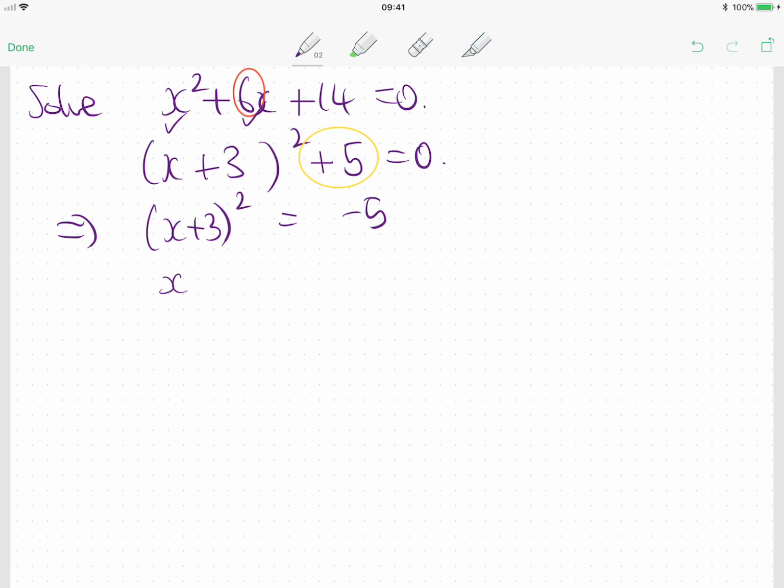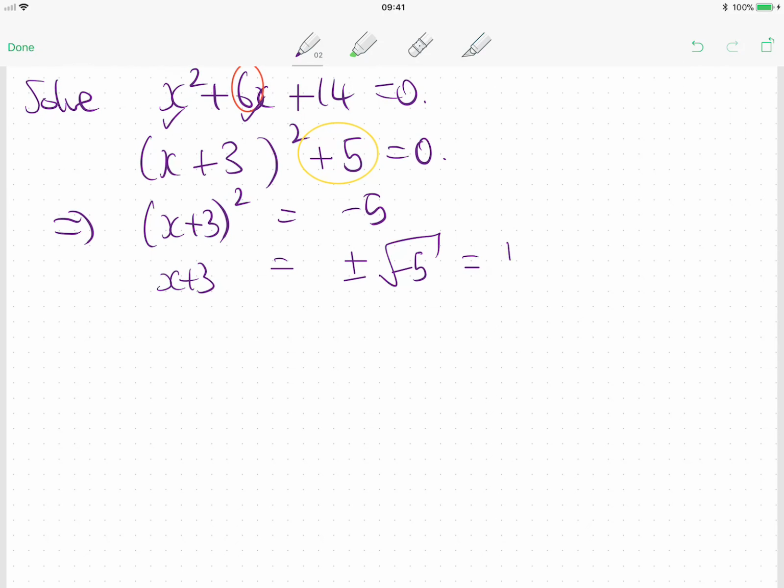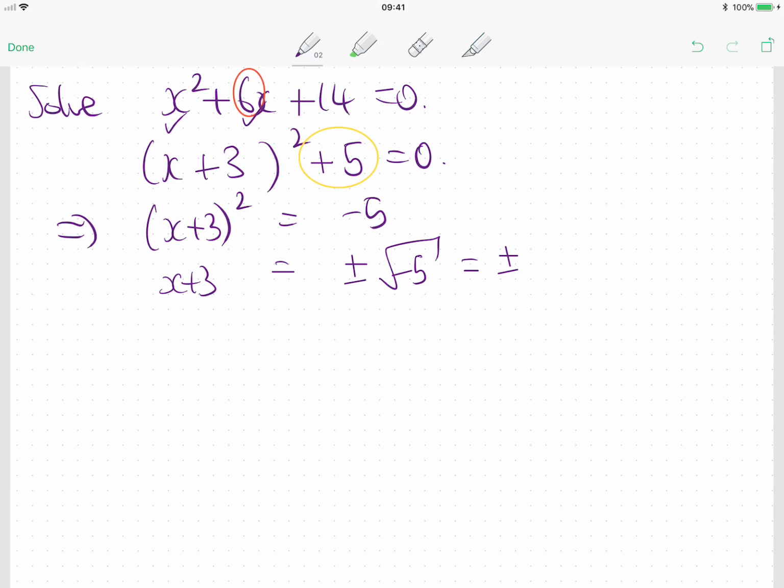Take square roots. And we should know from some previous videos I did, or just some classes you maybe attended, the answer to this is the square root of 5 times i. Of course, plus or minus. And finally, to isolate x, I subtract 3 from both sides. And I get minus 3 plus or minus root 5 i. These are the remaining two solutions.